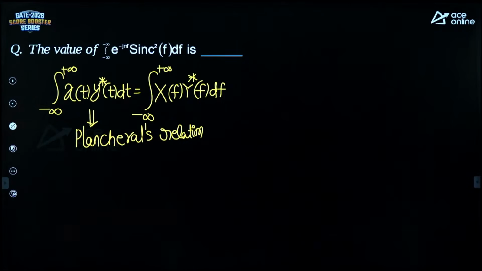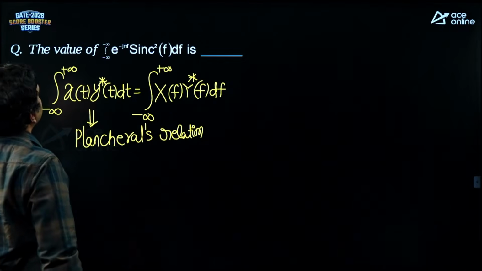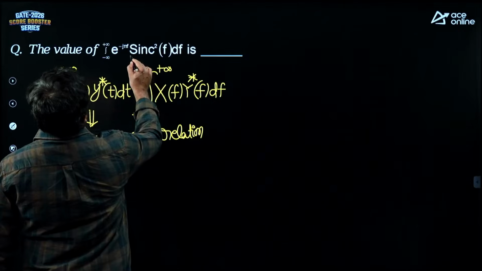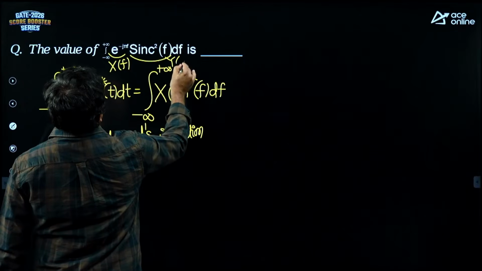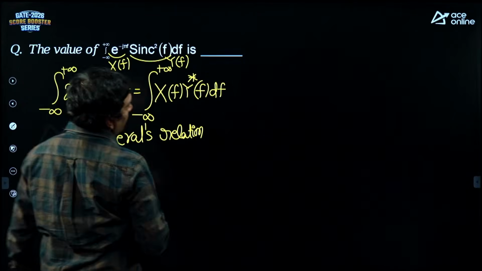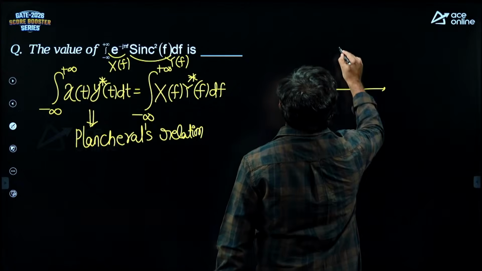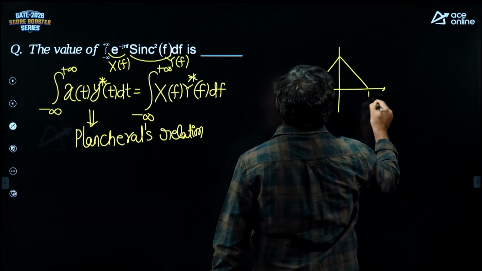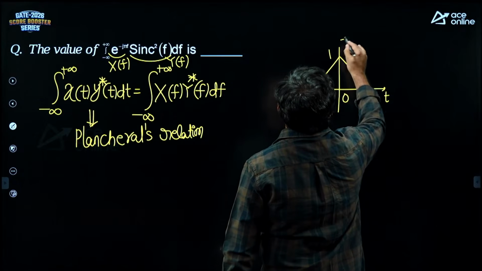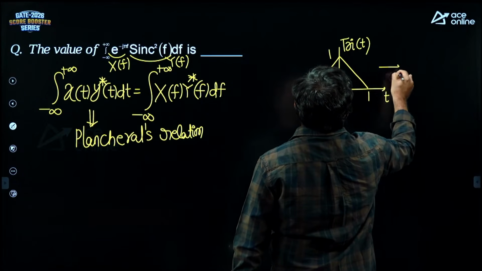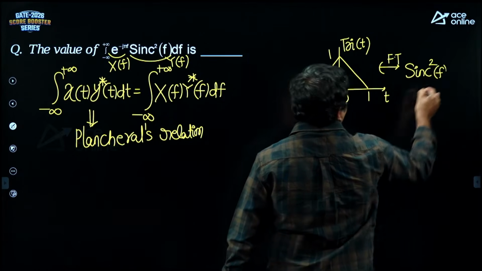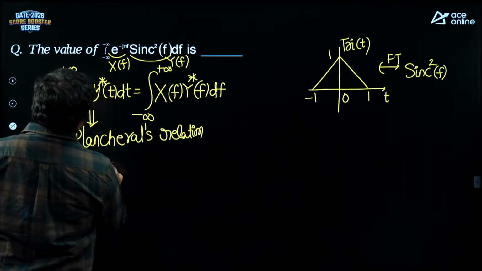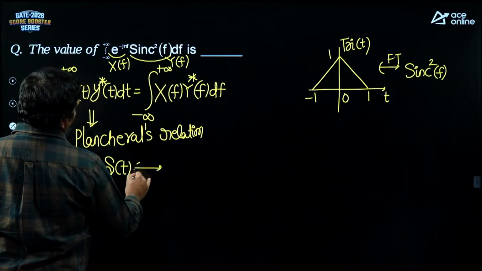We have e power minus j pi f and sinc square f. So, you can treat this as X of f, this as Y of f. Sinc square is the Fourier transform of a symmetrical triangle. For a symmetrical triangle, the standard Fourier transform is sinc square f. The Fourier transform of delta of t is 1.